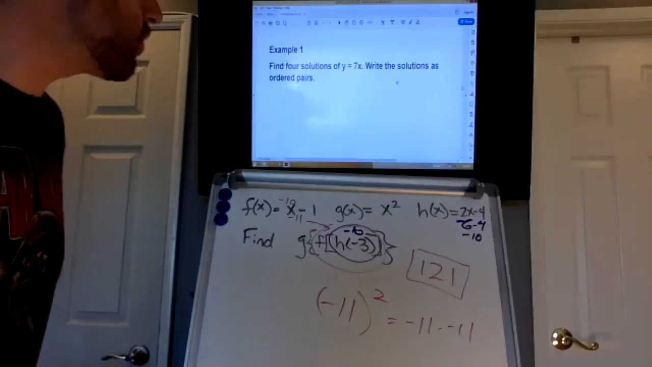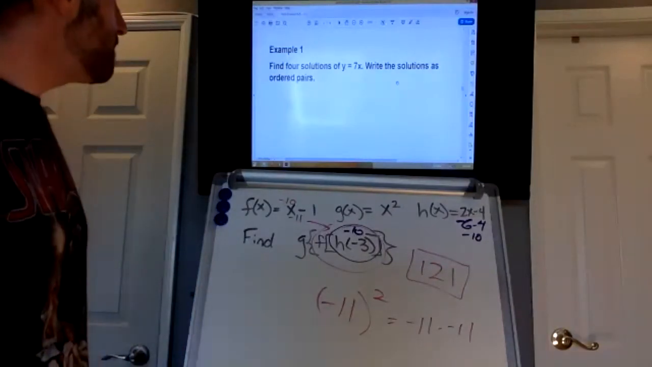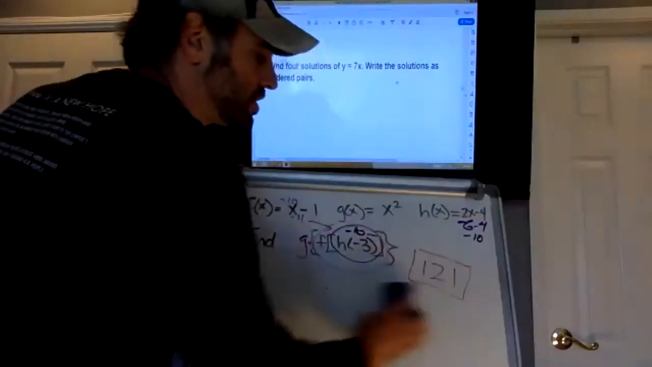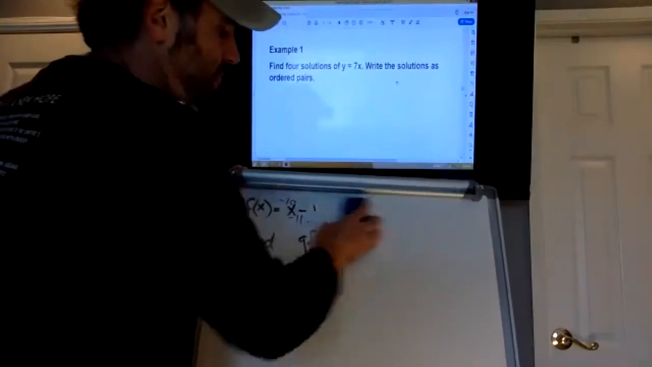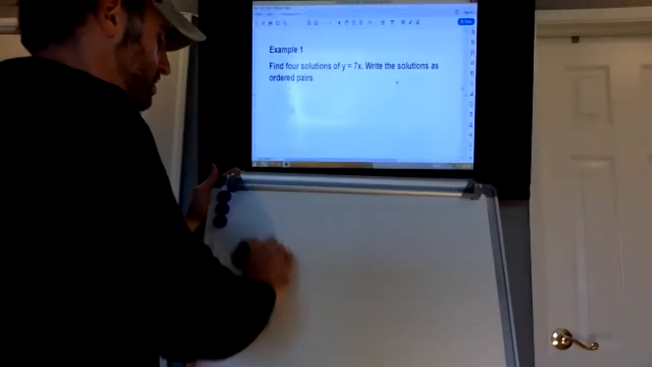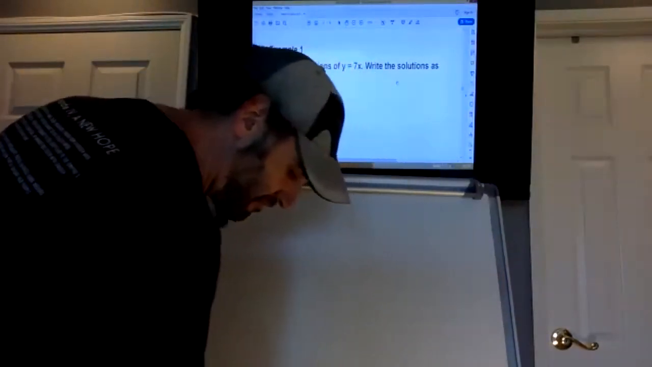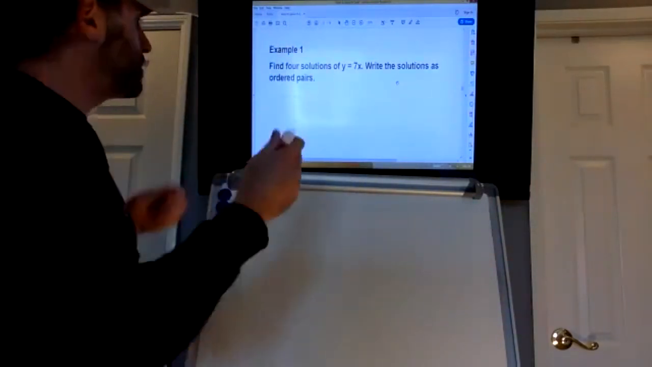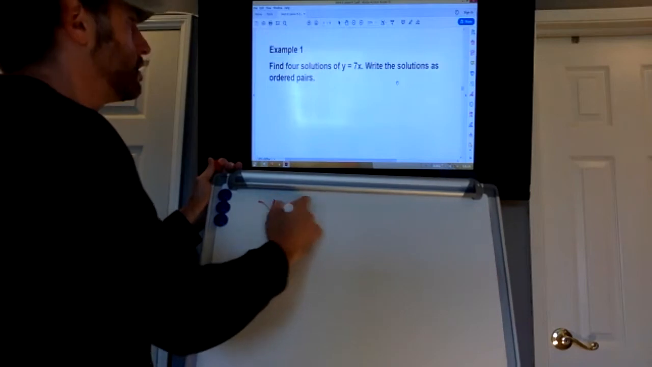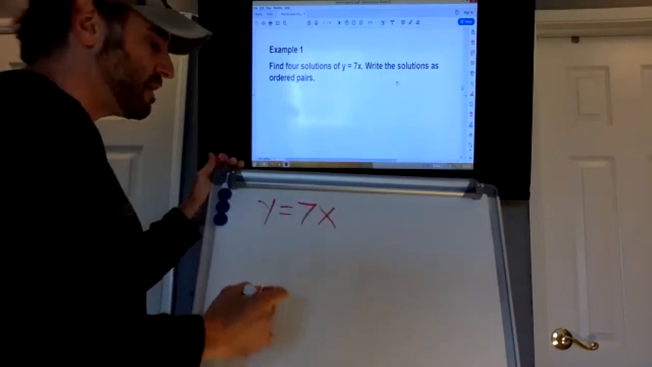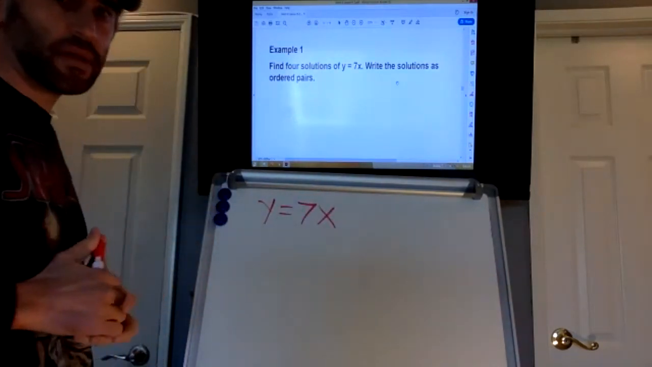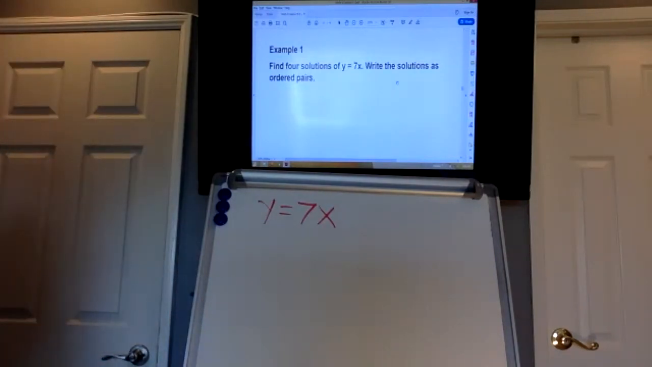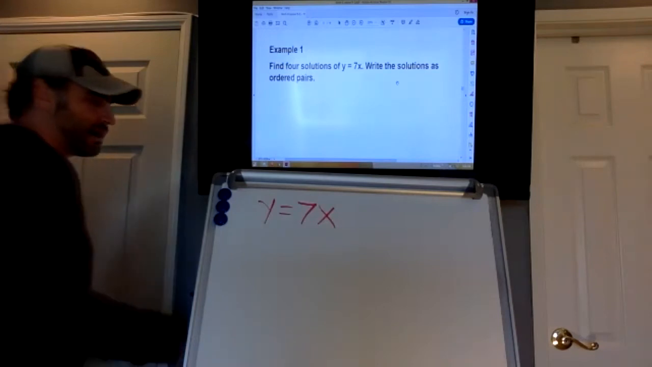Okay, everybody, try to do this example up here. Find 4 solutions of y equals 7x. 4 solutions. So some of us might forget, what does that mean? What is a solution? And how are there 4 of them? Okay, so you got to think about that. This is your equation. And they want 4 solutions. I want you to think about what that might mean. If anybody wants to say what that means, you're welcome to say it right now.